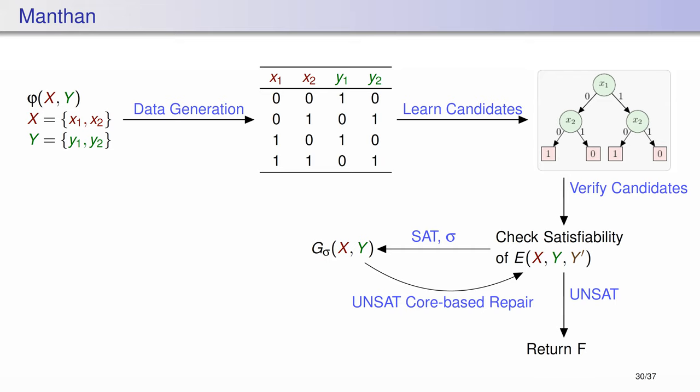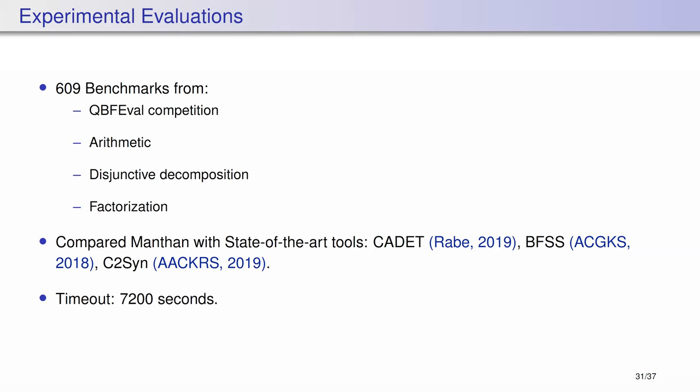Okay. Now I think one wonders, well, sure, there's an idea. You can combine the techniques from symbolic reasoning and machine learning, but does all of this work in the real world? So when we started working on this line of work, there's a well-established set of benchmarks in the community. There are 609 benchmarks that come from different applications, including factorization, because factorization is kind of the major challenge. And we compared our tool with the state-of-the-art tools. The timeout is 2 hours, from the point you give the specification to doing everything, and it should be able to come up with a correct Skolem function.